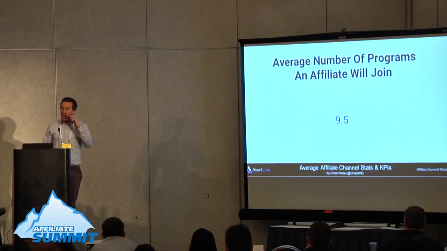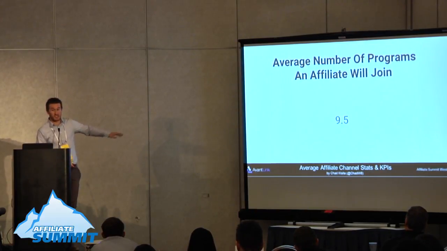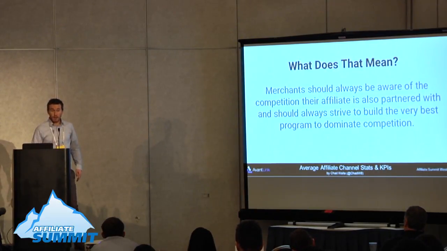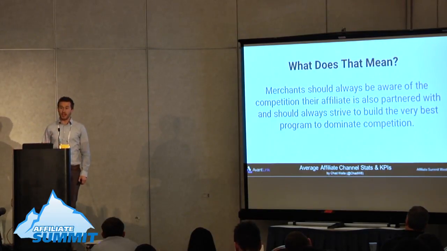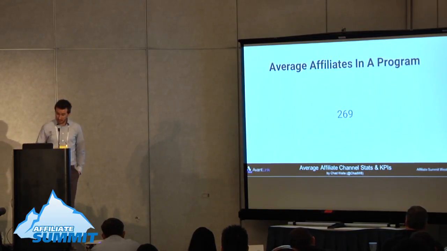Here's some more fun stats. Average number of programs an affiliate will join, about 10. It's 9.5 specifically, but for sake of conversation, we're going to call this 10 right now. This is important because as a program manager, if you're an agency or a merchant, be aware that your competition is pretty stiff with affiliates. There is always going to be an alternative that they want to work with. 10 programs is not a minor amount.